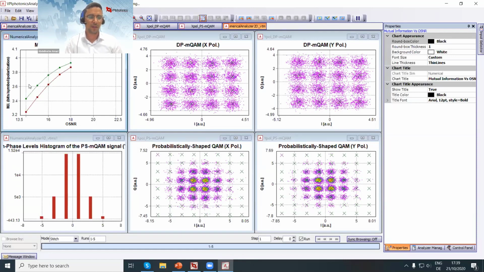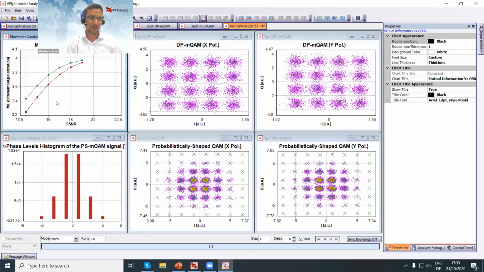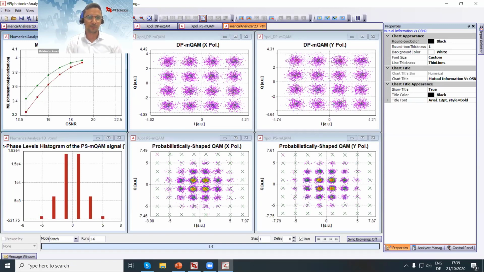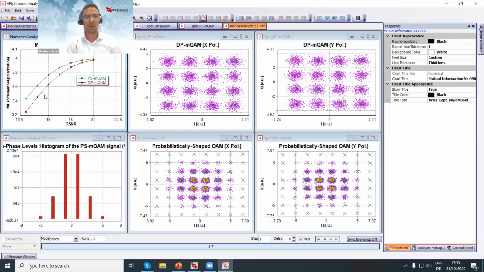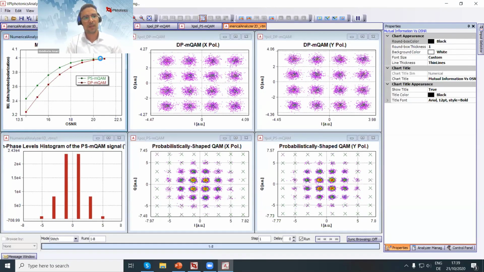And here we have the mutual information versus the OSNR. As you can see, shaped 64 QAM has better performance at low OSNR than 16 QAM. And at high OSNR, both of them converge to the entropy, which is 4 bits per symbol.